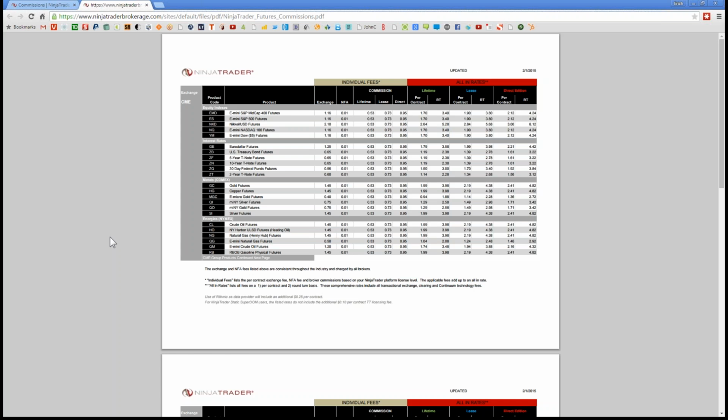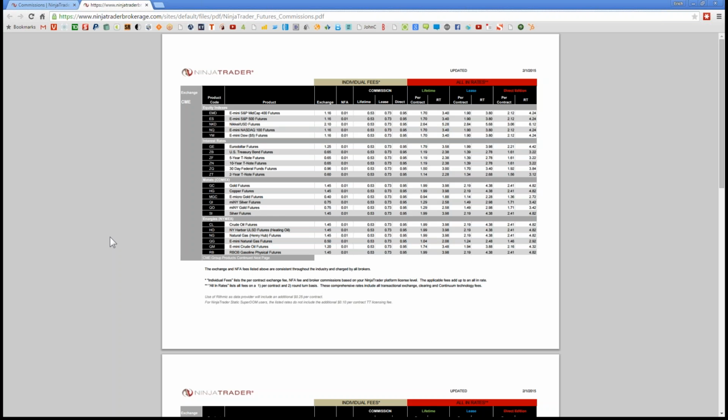What will be different depending on the brokerage firm you're at is what your additional costs are. The additional costs would be brokerage commission, FCM clearing, technology. We wrap those all up into one category, which is commission.